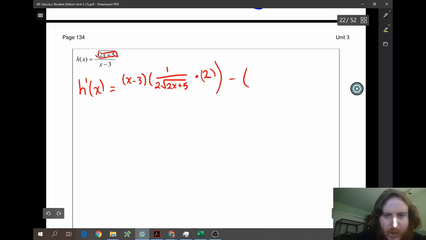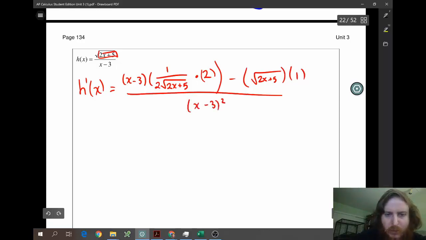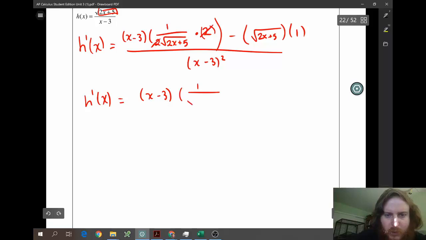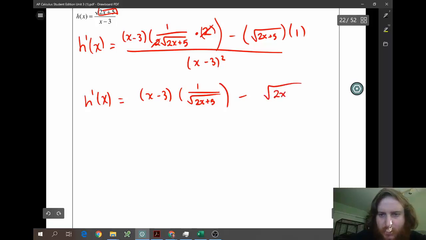Then minus high d low. The derivative of the bottom is 1. All over low squared. So this now becomes, and it's going to be a little tricky, but it's definitely doable, x minus 3 times, now our 2's can cancel out, so times 1 over square root of 2x plus 5 minus square root of 2x plus 5, all divided by x minus 3 squared.